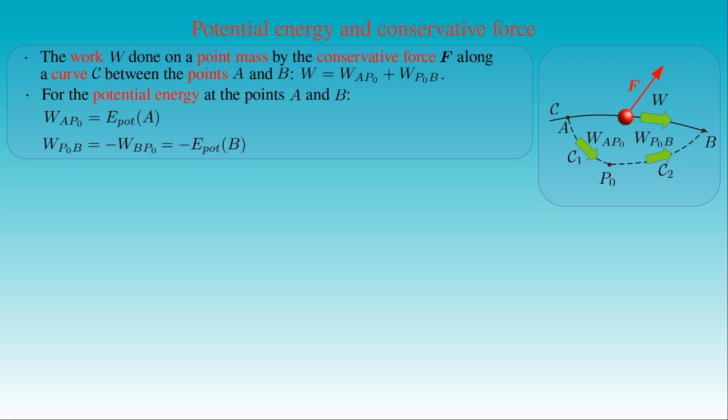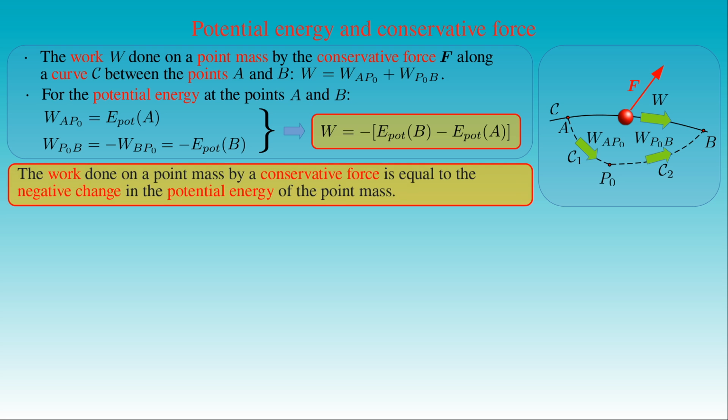As a result, the work W can be written as the potential energy of the point mass at the point A, minus its potential energy at the point B. Then we can state that the work W done on the point mass along an arbitrary curve between the points A and B is given by minus the difference in the potential energy of the point mass measured at the points B and A. In other words, the work done on a point mass by a conservative force is equal to the negative change in the potential energy of the point mass.